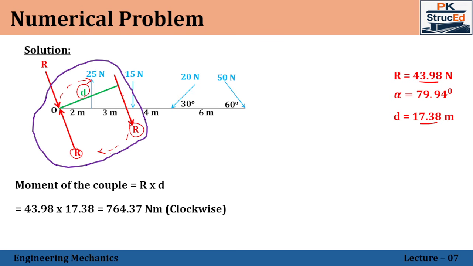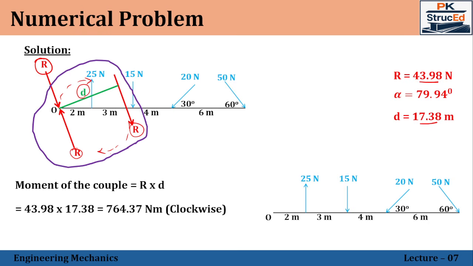So these two can now be removed, thereby introducing a couple at that point. So the remaining will be this alone. Representing that in the given figure, I'll have the resultant which makes an angle alpha with respect to the horizontal, and now these two have been replaced with a couple. So 764.37 Newton meter. This is what the question has asked. So we just resolved those forces into a single force system over the point O.